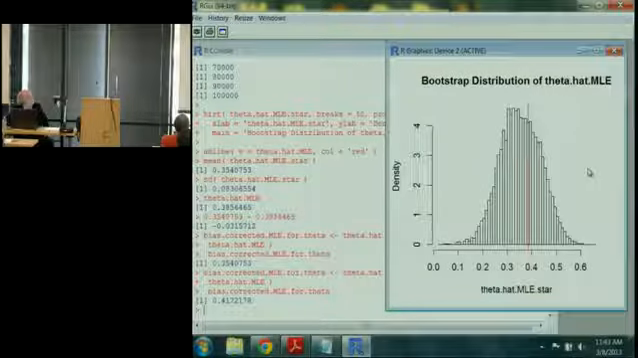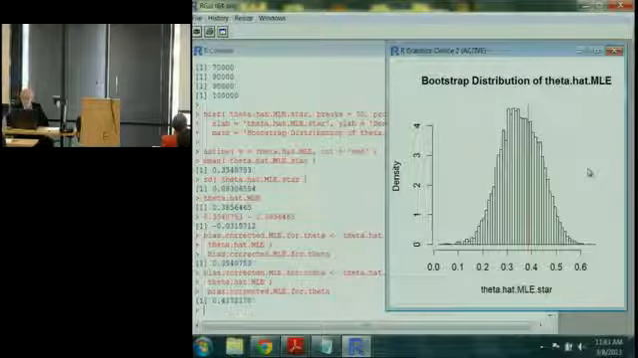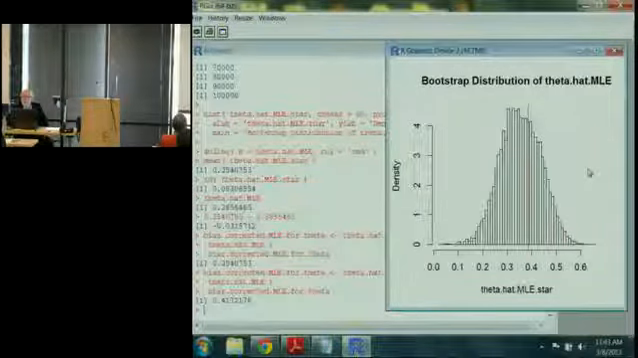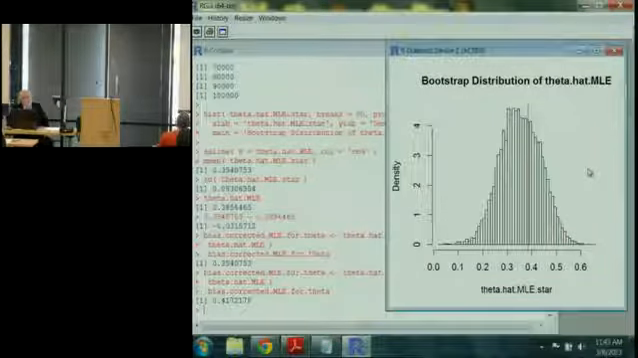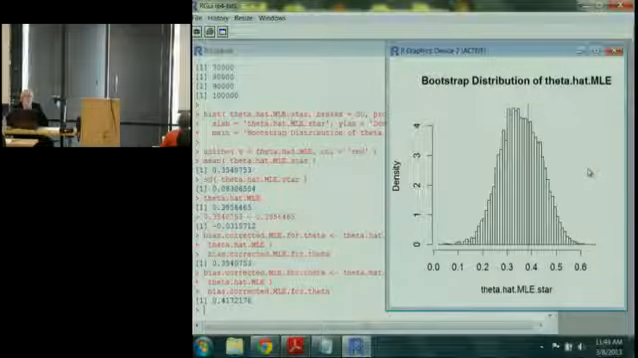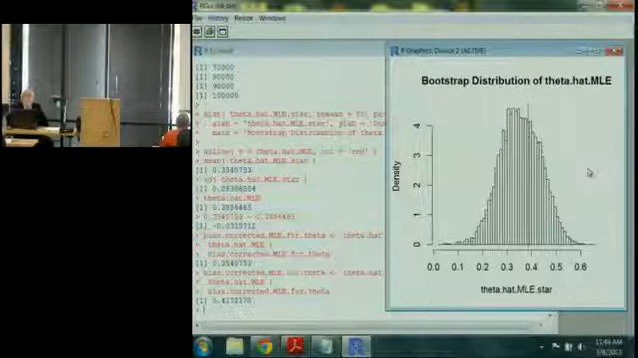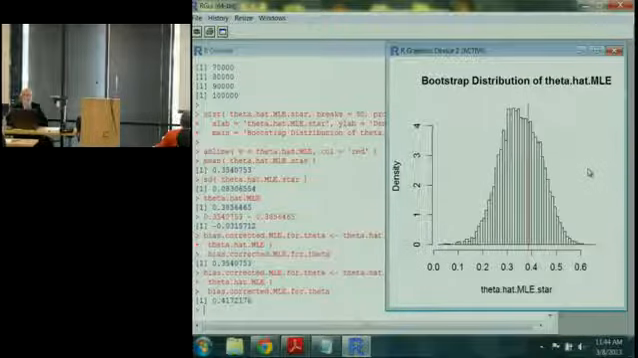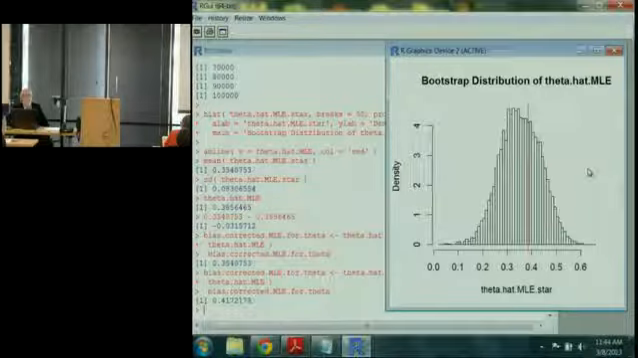Quantiles. So I would go in 2.5% into the left tail of this theta hat MLE star distribution and pick out that number, and I'd go 2.5% into the right tail and pick out that number, and those would be the left and right endpoints of my 95% interval. And that, in fact, is what he first recommended in 1979. He called it the percentile method, the bootstrap percentile method for creating confidence intervals.